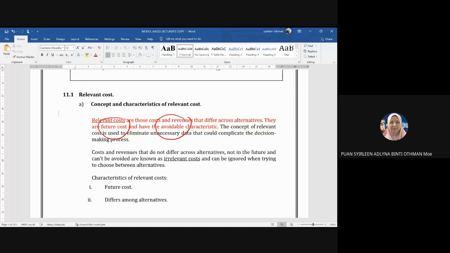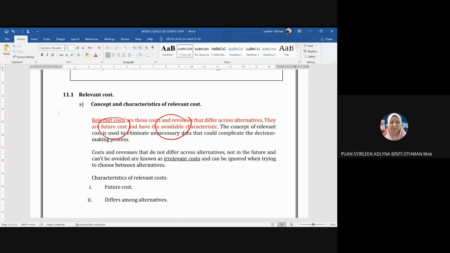Okay, kenapa kita nak elakkan cost tersebut? Sebab you need to understand, we are going to decide whether kita nak buat sendiri ataupun kita nak beli parts tersebut. So if we can avoid the cost, that means we can minimize the cost that we are going to bear during the production. So kamu kena faham sekarang ni bila kita nak buat production, kita nak pastikan kita dapat hasilkan produk pada kuantiti yang diminta, pada kualiti yang sama tapi pada cost yang lebih rendah. Okay, so the concept of relevant cost is used to eliminate an unnecessary data.